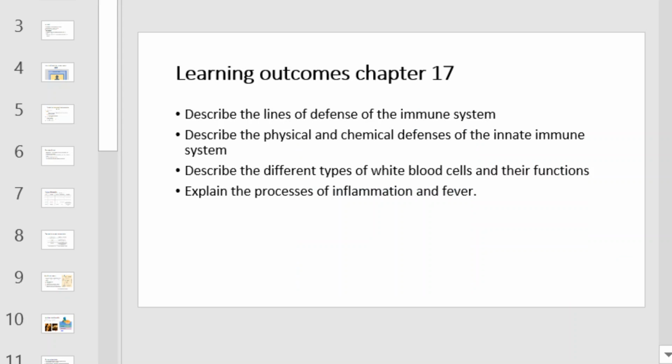Learning outcomes from Chapter 17 include being able to describe the lines of defense of the immune system, describe the physical and chemical defenses of the innate immune system, describe the different types of white blood cells and their functions, and explain the processes of inflammation and fever.